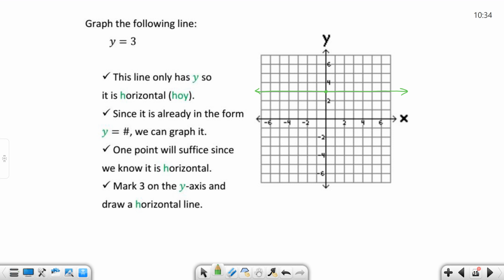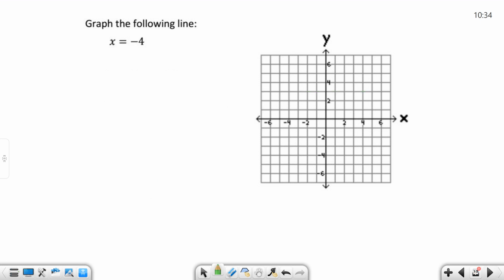Those who write like me won't worry about it. You won't stay on the line, so you just hope your teacher doesn't count off for that. All right, so there's our line, y equals 3. It's a horizontal line because it was just y equals, and because it was already y equals 3, we just need the one point. We can go straight to graphing it, plot that point, and go from there.